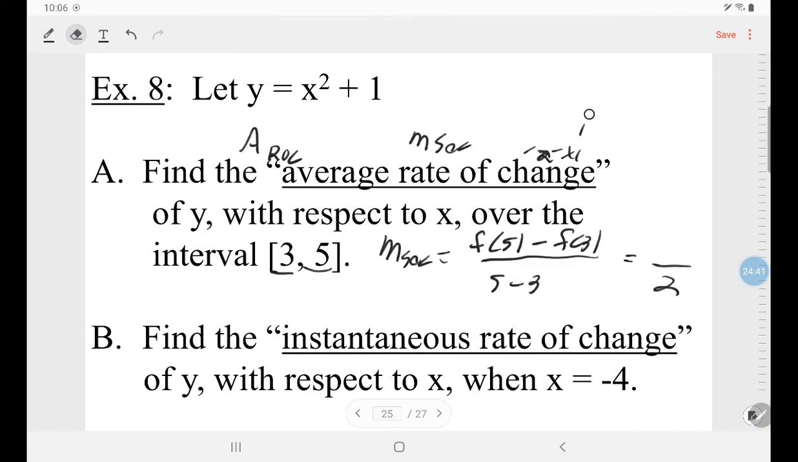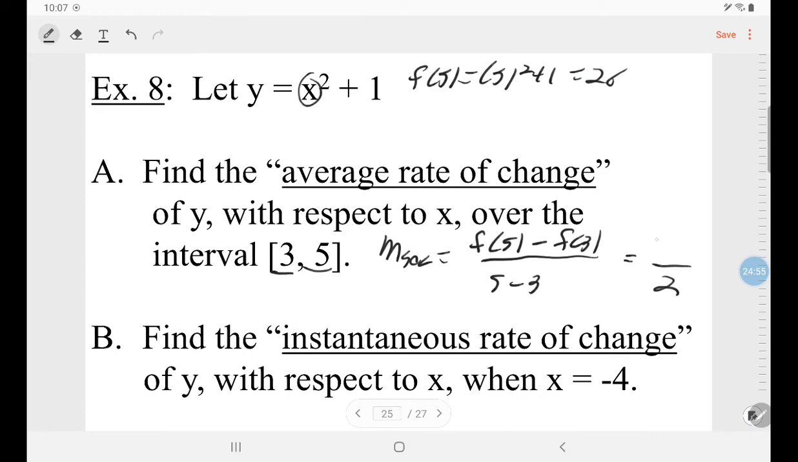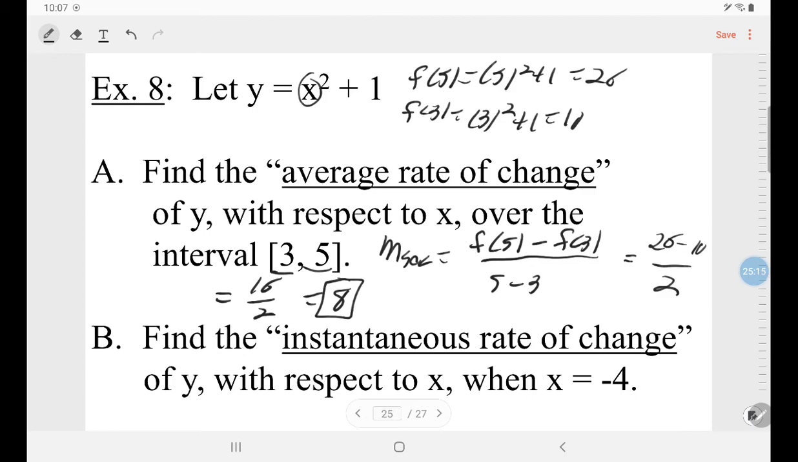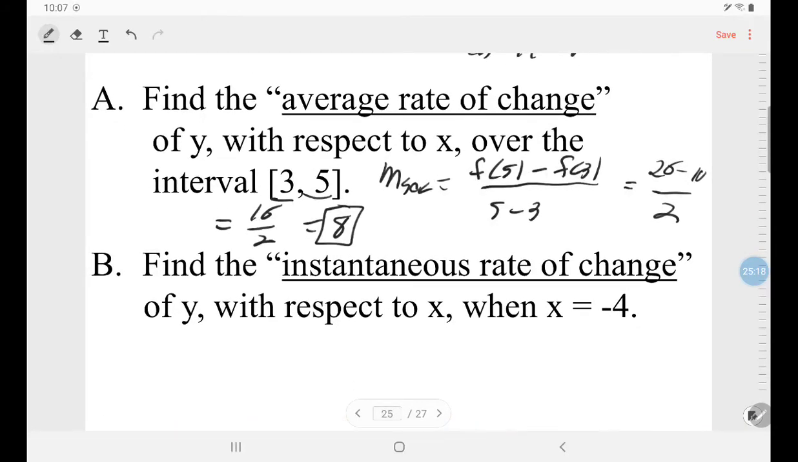Let's go ahead and find our two y values. So for f of 5, I'm going to replace that with 5. That's 5 squared plus 1. That's 26, minus f of 3. 3 squared plus 1, that's 10. So I get an average rate of change of 16 over 2, or 8. Easy peasy.